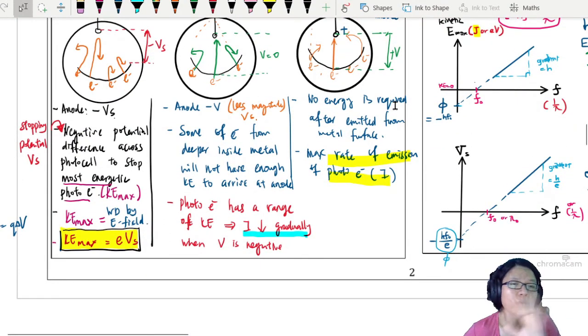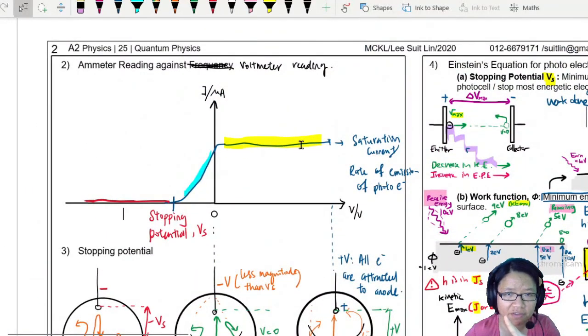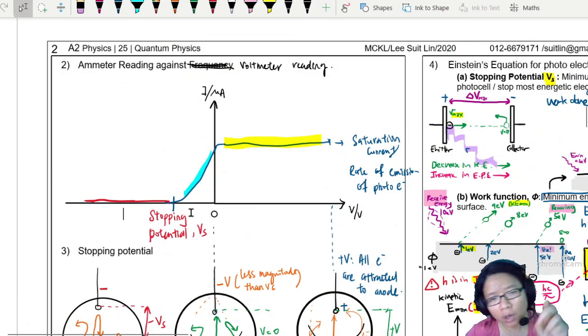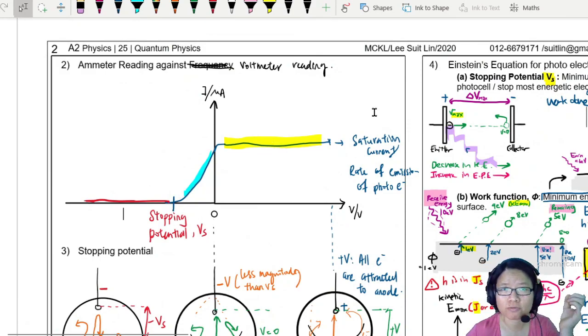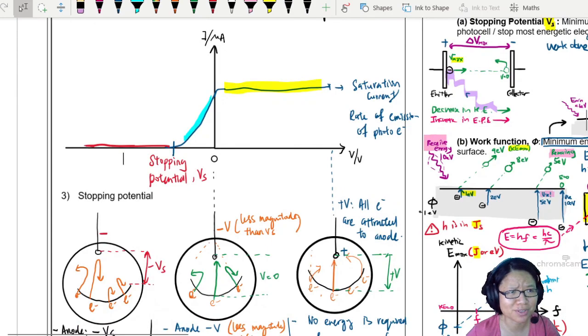In the next video, I want you to think about what will change the graph: what would change the value of this saturation current, and what will change the stopping potential. That will be in the next video, because this video is a bit too long.